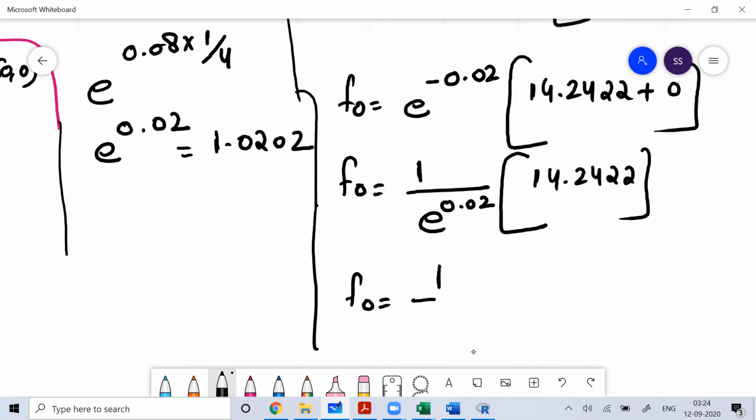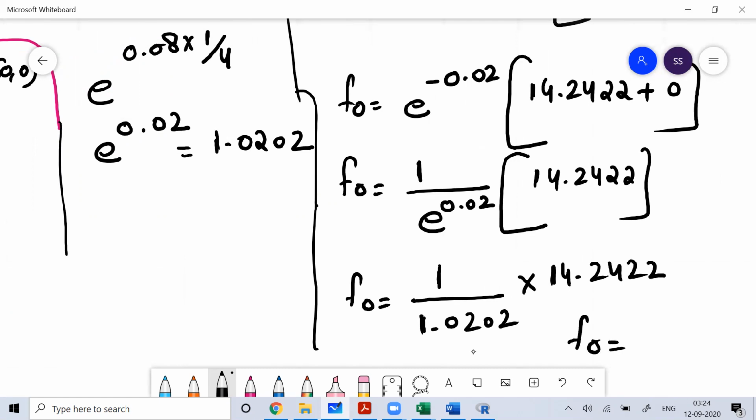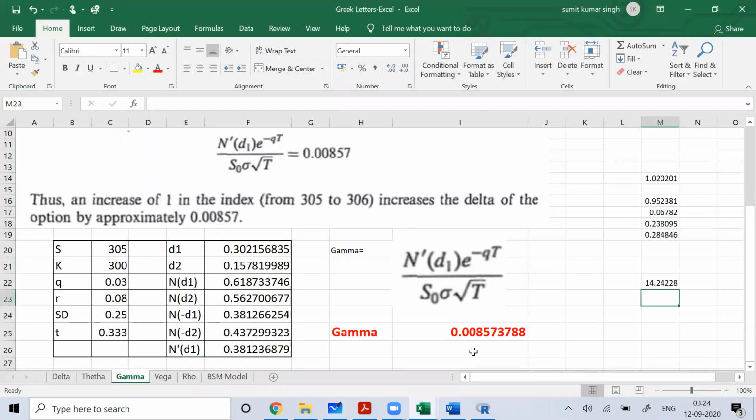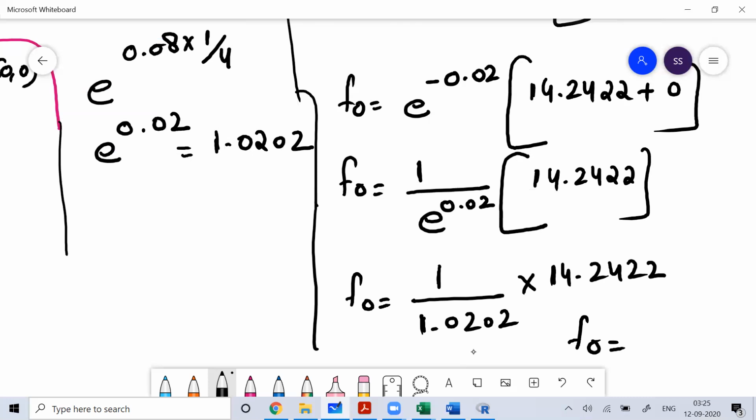You know this is given to you, 1.0202. So into 14.2422, that will give you the f naught value. F naught is the initial premium. So you'll get 13.96. So this is the initial premium.